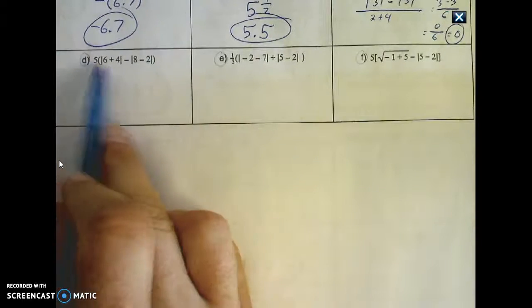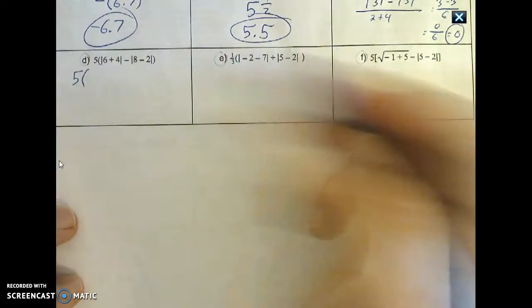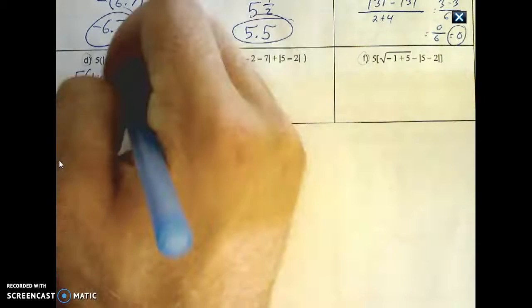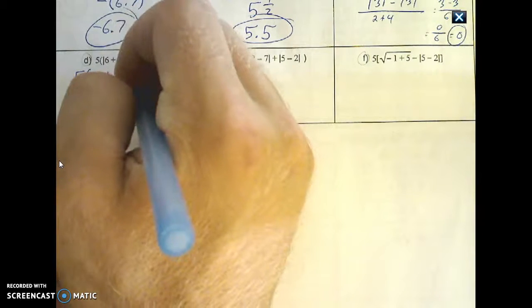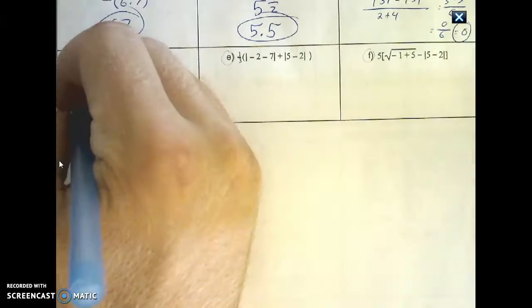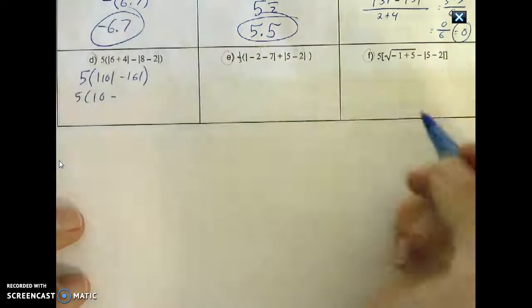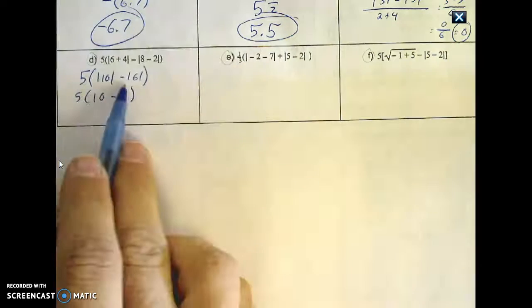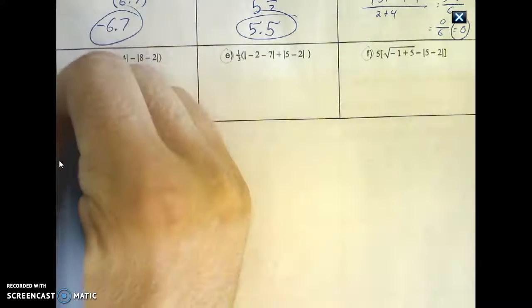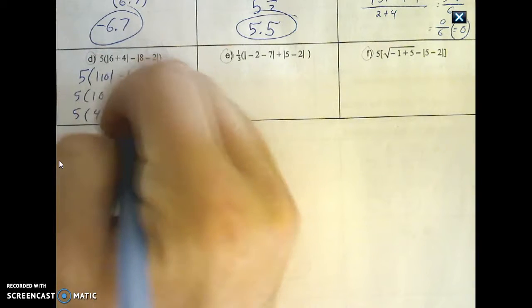Okay, work inside your absolute value bars first. 5 parentheses, 6 plus 4 is 10. Minus 8 minus 2 is 6. Okay, the absolute value of 10 is 10. The absolute value of 6 is 6. That negative is outside of it, so I don't have to worry about it. 5, 10 minus 6 is 4.